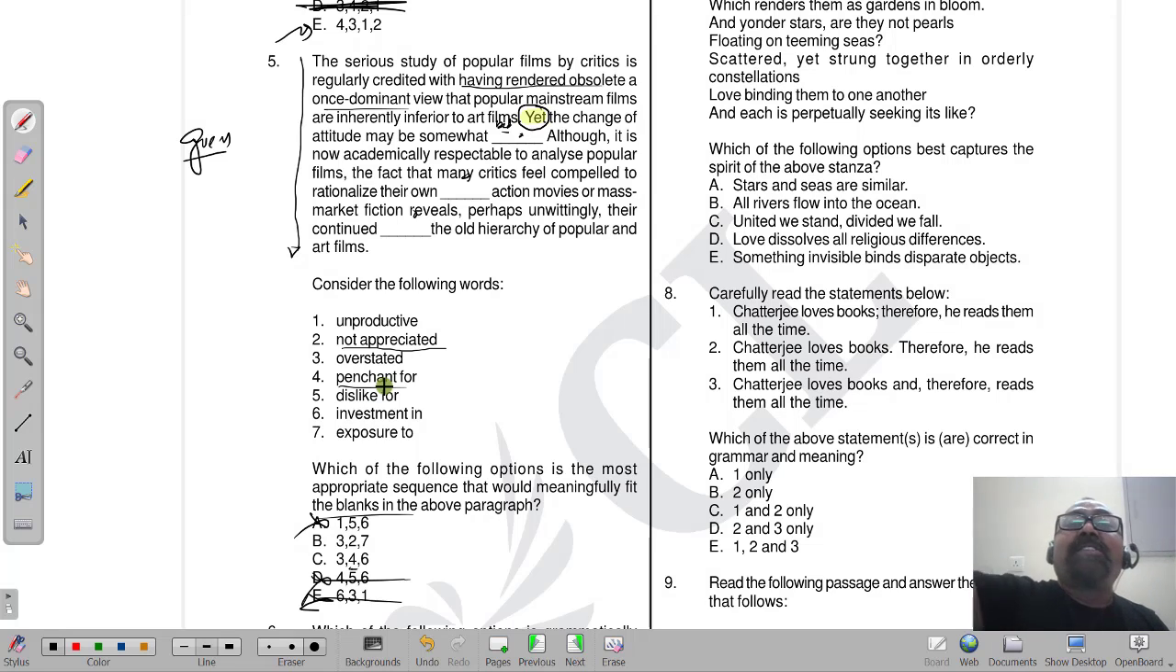They're on liking towards action movie. That makes sense. Therefore, it has to be 3, 4, 6. You don't have to even check for 6. We may still look at their continued investment in the old hierarchy of popular and art films. So there you go. So not bad, not bad.